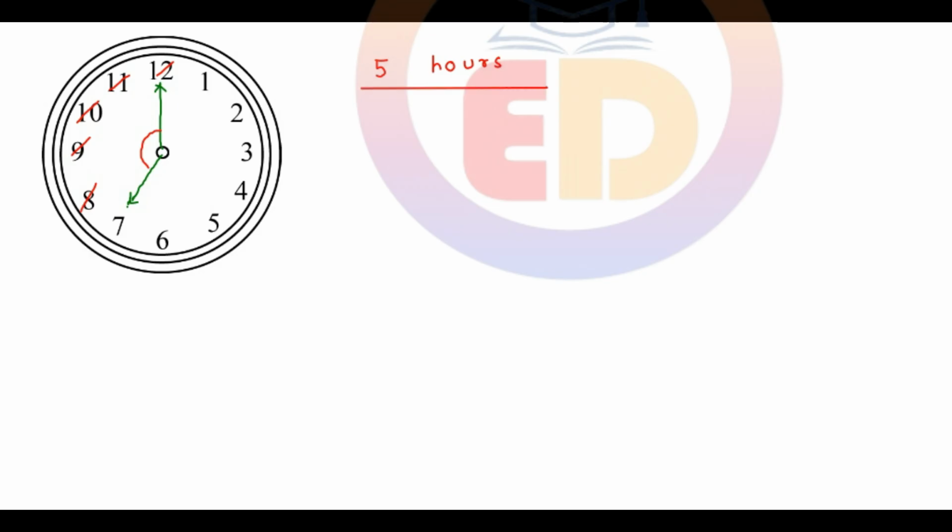We know that in 1 hour it is 30 degree. So for 5 hour it will be 30 into 5, 150 degree. This is a simple way of calculating the angle between the two arms of the clock.